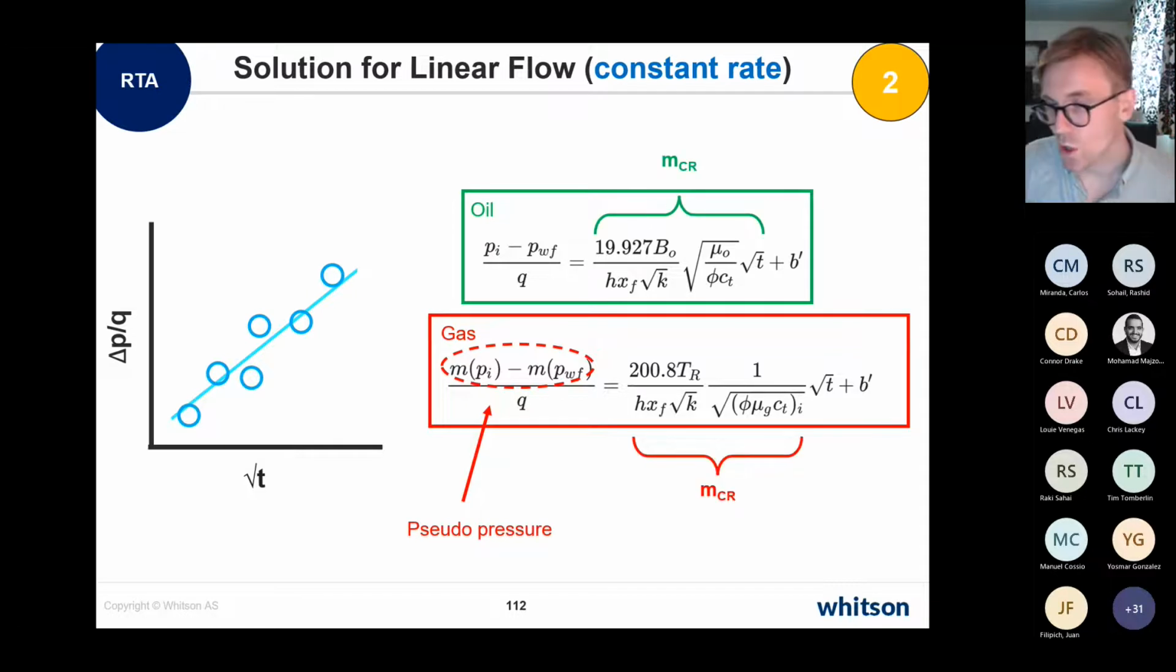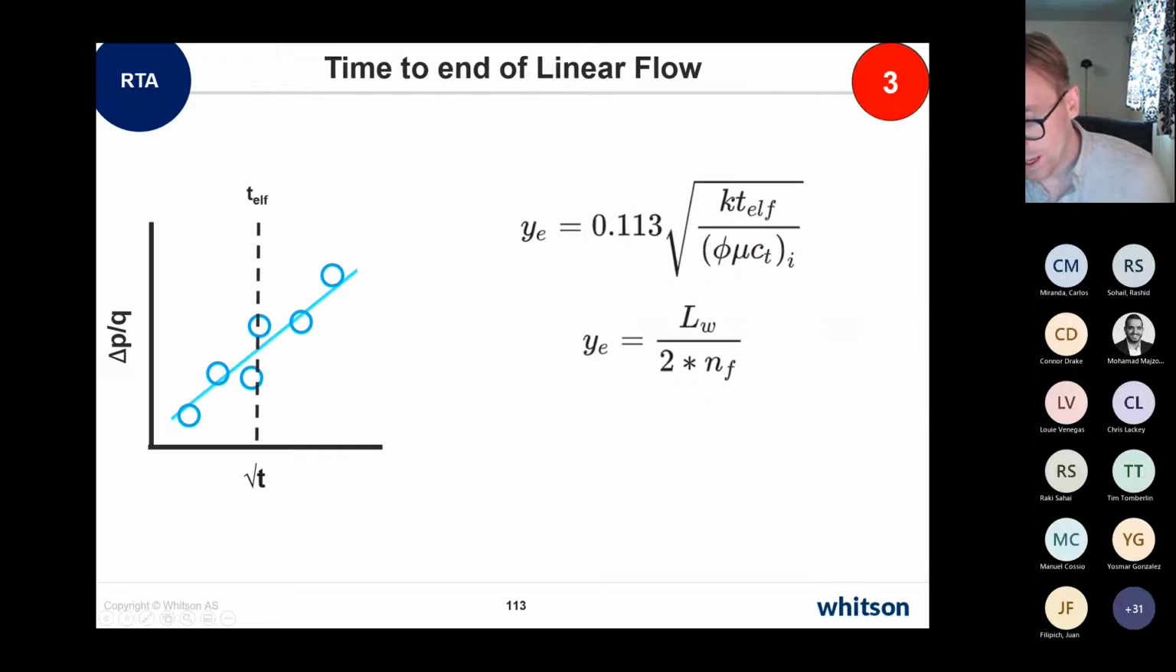These are the slopes. So when you have the data in Whitson Plus, for instance, and you have drawn a slope through the data, you can use the slope to derive your LFP. And as you see here, 4 times H XF square root of K, that's your LFP. So that's how you get that out.